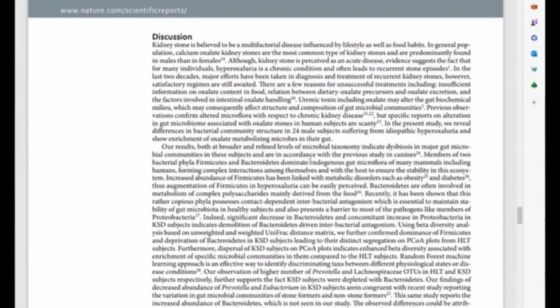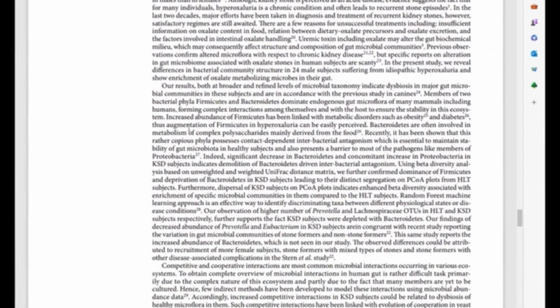Members of two bacterial phyla, Firmicutes and Bacteroidetes, which we do on our stool testing, dominate endogenous gut microflora, and they have complex interactions among themselves and with the host to ensure stability in the ecosystem. Increased abundance of Firmicutes has been linked with metabolic disorders such as obesity and diabetes, which, having diabetes alone can also increase your risk of hyperoxaluria, just an FYI. Thus, augmentation of Firmicutes in hyperoxaluria can be easily perceived.